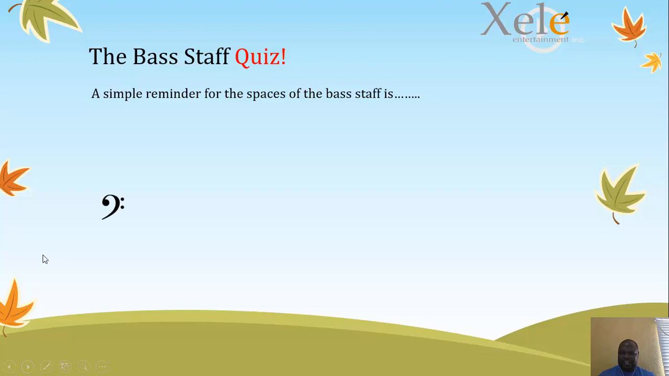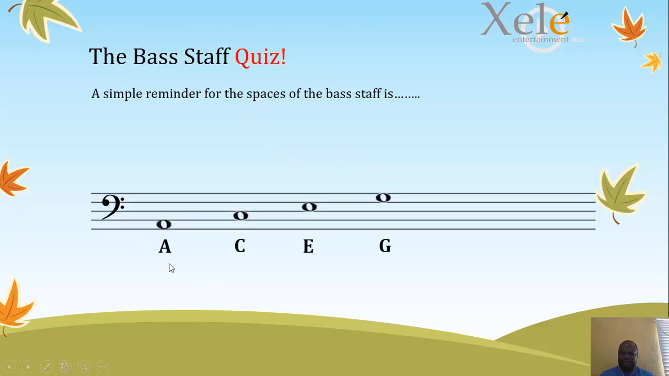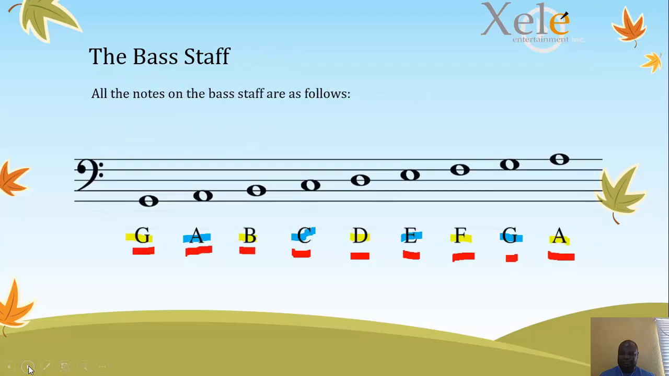Another quiz. It says a simple reminder for the spaces of the bass staff is, what could this be now? Does anyone remember? Oh, there, that's our hint. So we know that the spaces are A, C, E, and G, but how do we remember those names? So it goes all cows eat grass. If that was your answer, then I'll say good job, well done.